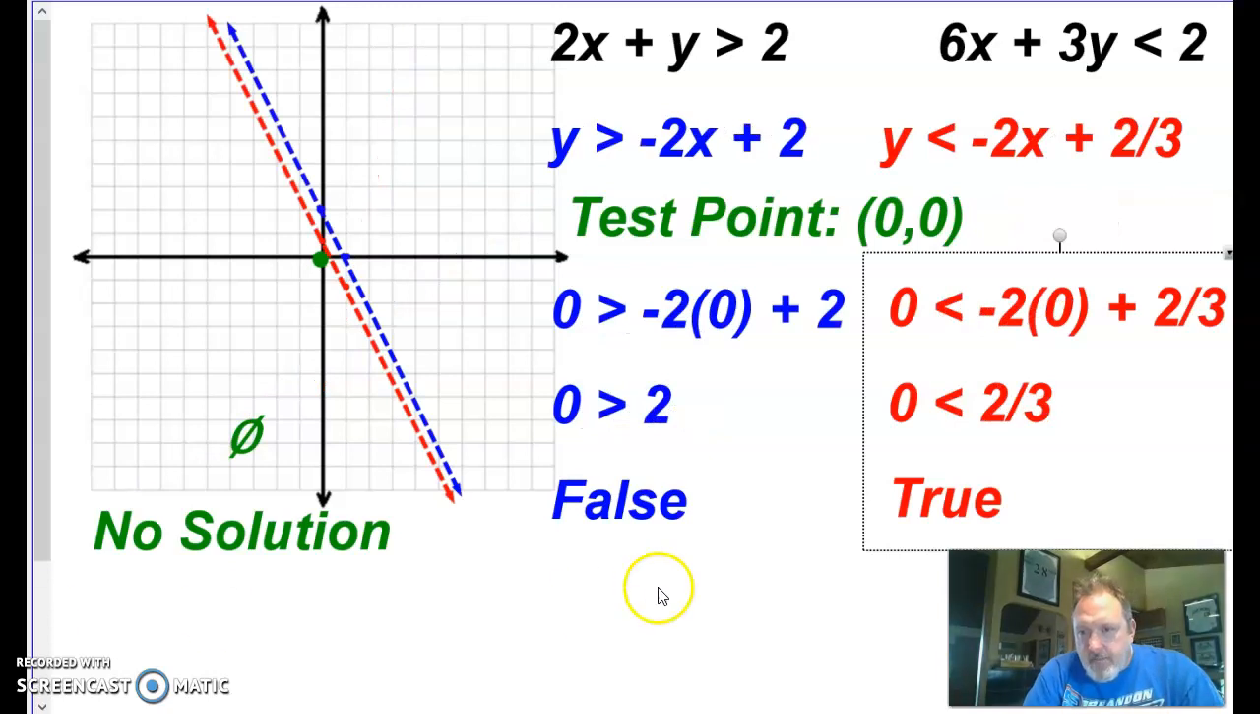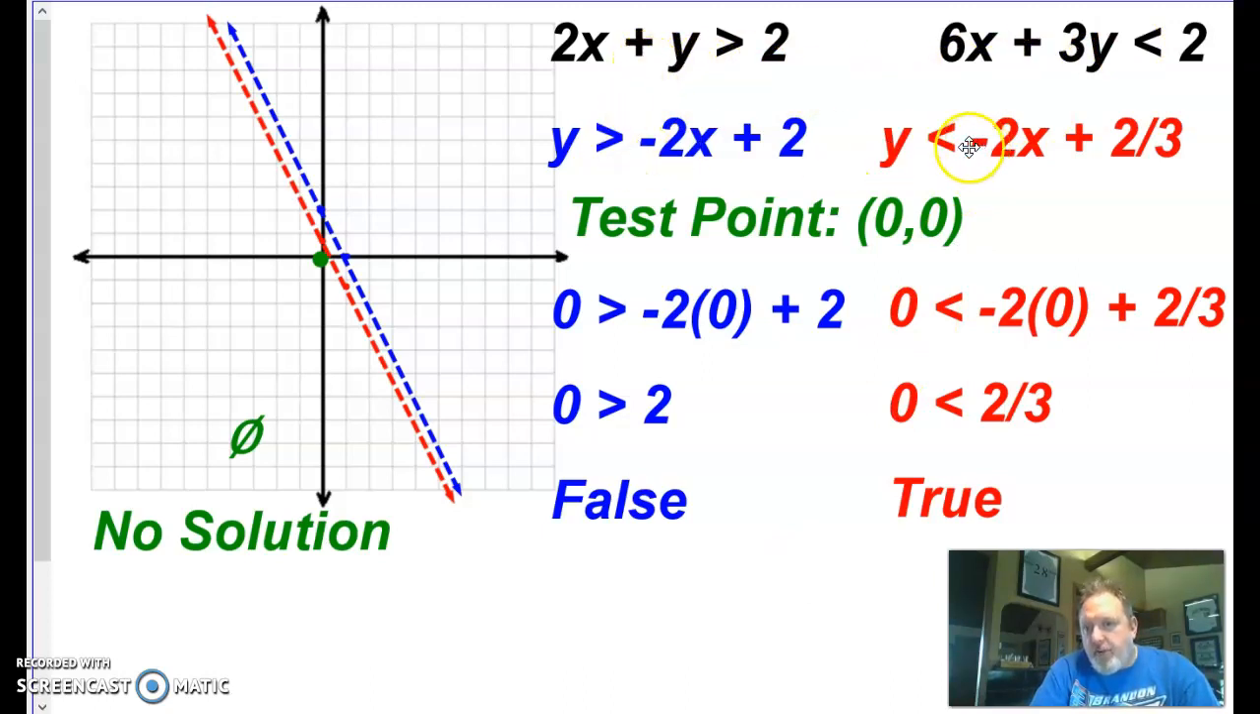All right, our second example here, we have parallel lines. Now you may not see that at first because they're in standard form, but if I solve both of these for y, you can see that they have a slope of negative 2x. So the fact that they're parallel here, that's okay. That's not why this is no solution. The reason why this is no solution is because they don't have any common areas as part of this solution.